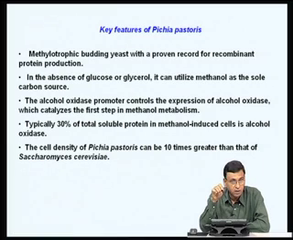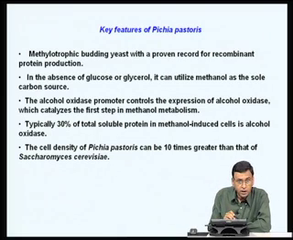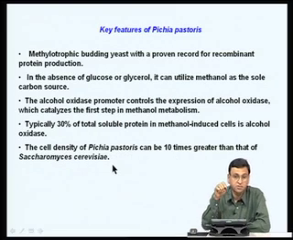So, the moment you change the carbon source from glucose to methanol, 30% of the total protein in the methanol grown cells is accounted for by one protein, which is alcohol oxidase. So, it has a very powerful promoter. And the other important advantage of Pichia pastoris is that the cell density of Pichia pastoris can be 10 times more than that of Saccharomyces cerevisiae.